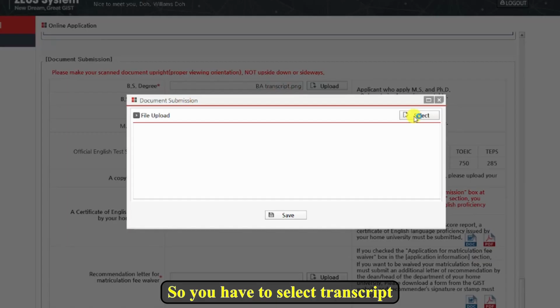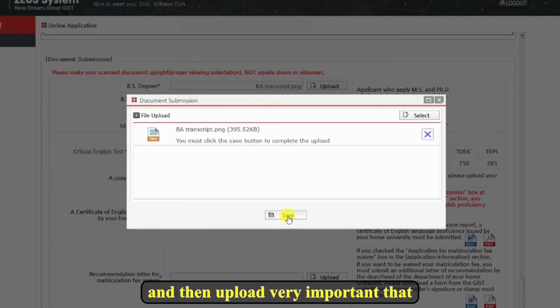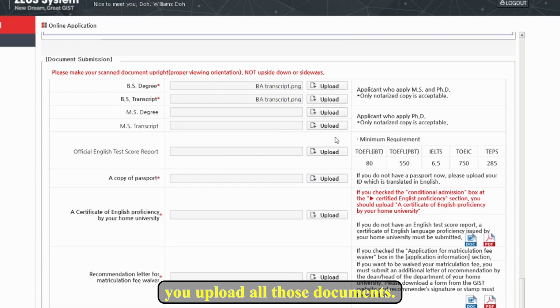So you have to select transcript and then upload. Very important that you upload all those documents. As you have seen here, they say applicants who apply for PhD only, notarized copy is accepted. Only notarized copy is accepted.